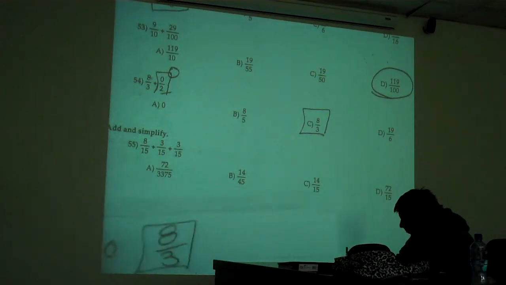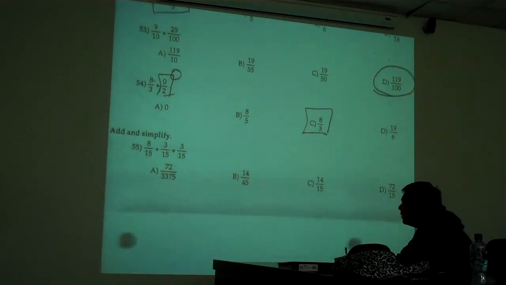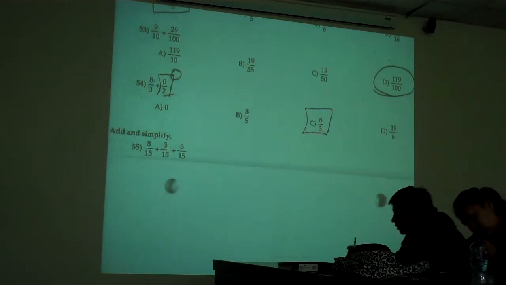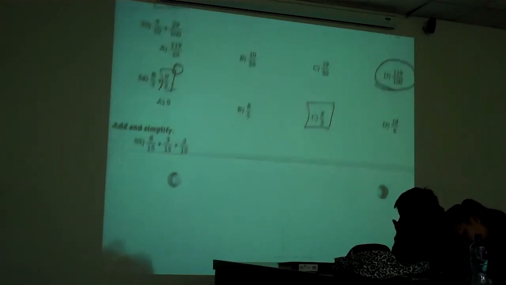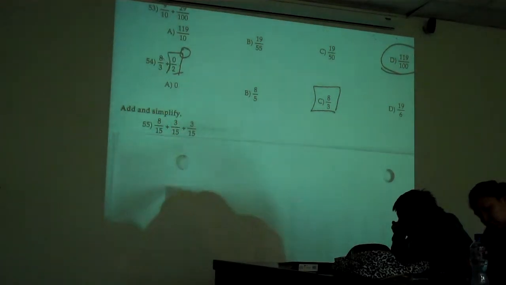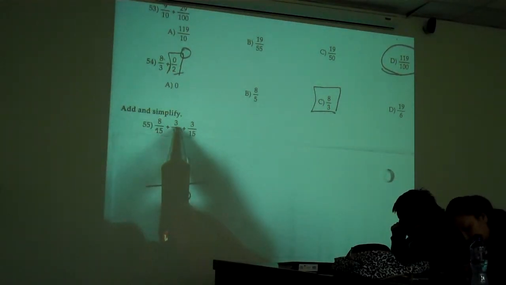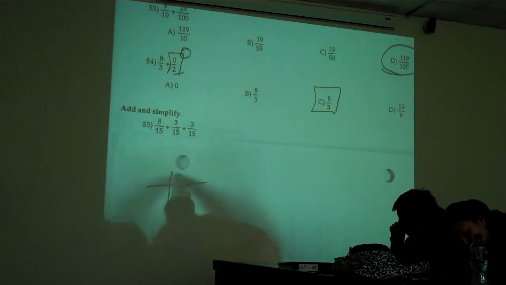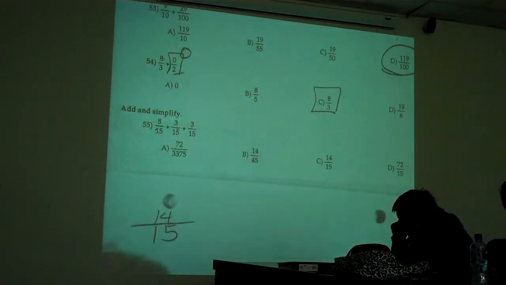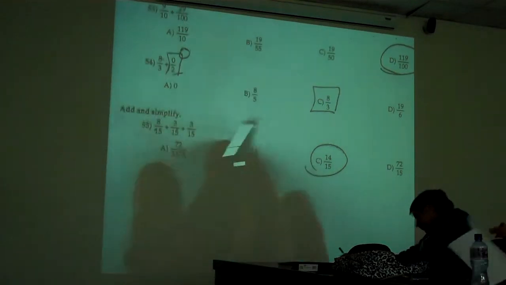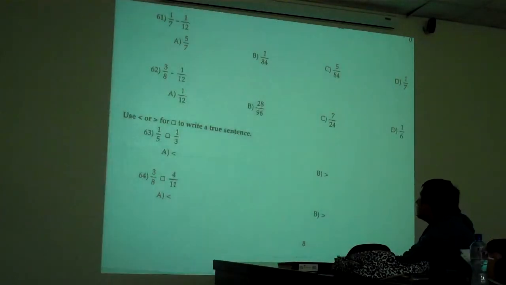Okay, 55. 8/15 plus 3/15 plus 3/15. We have a common denominator, so just write it down, then add 8 plus 3 is 11, plus 3 is 14. So you have 14/15. Okay? Don't add the bottom. Keep that common denominator.